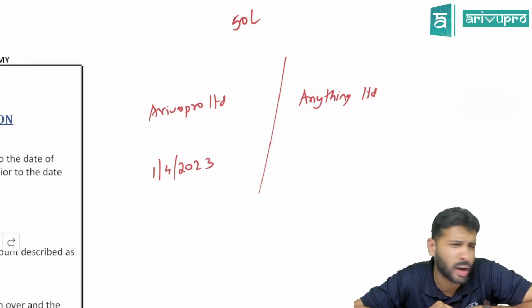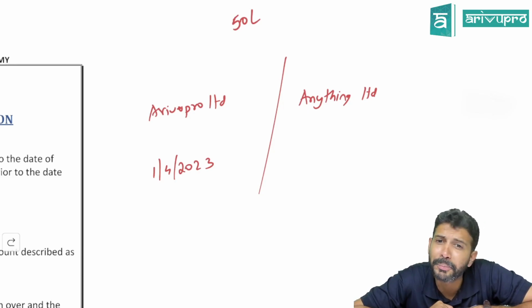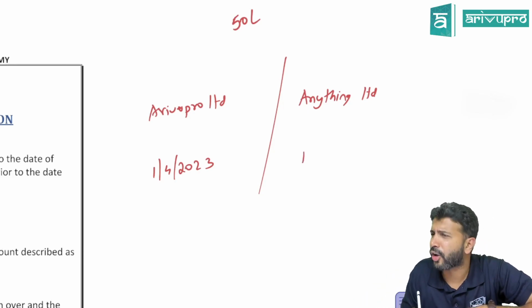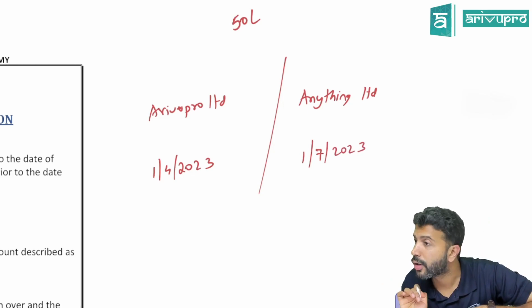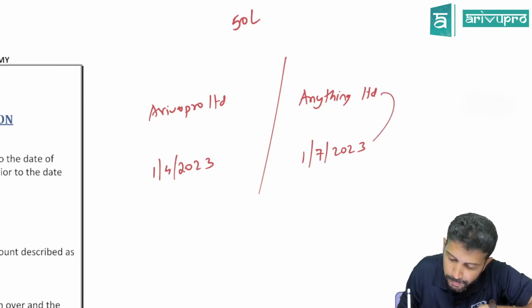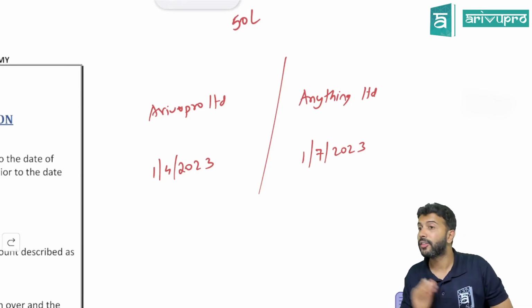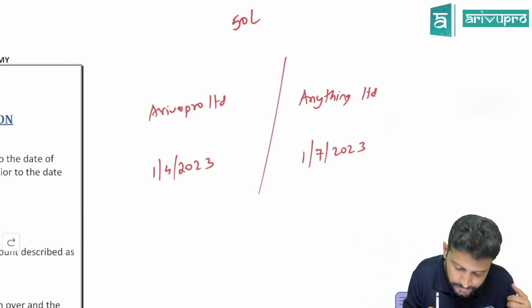ROC is a government agency. Do you think they will do it on the same date? They may promise, but do you think that will happen? He submitted all the documents. Finally, the company got registered on 1st July 2023. So this particular company came into existence when, sir? 1st July. But from which day did he buy our business?